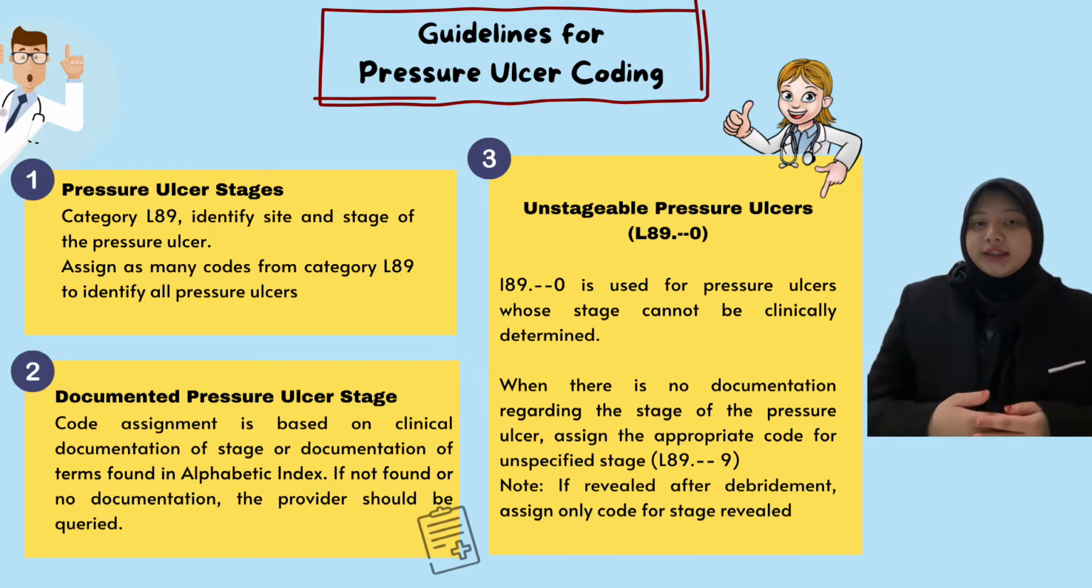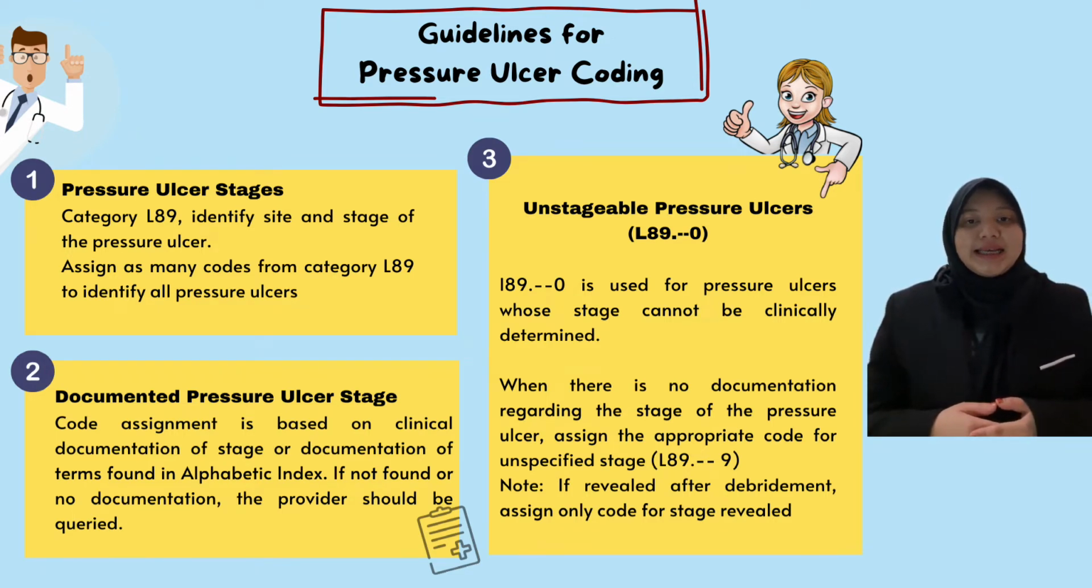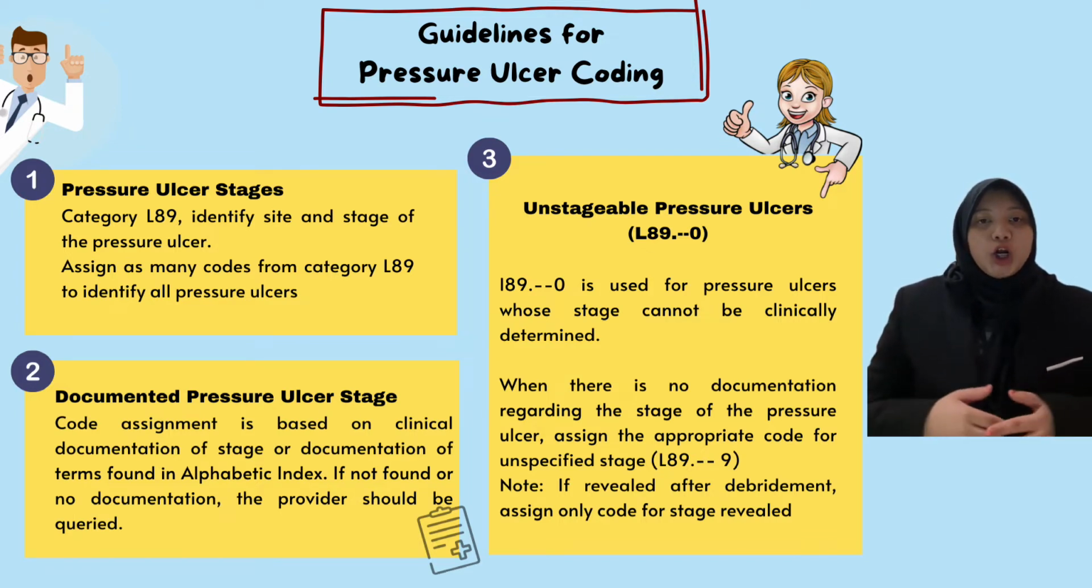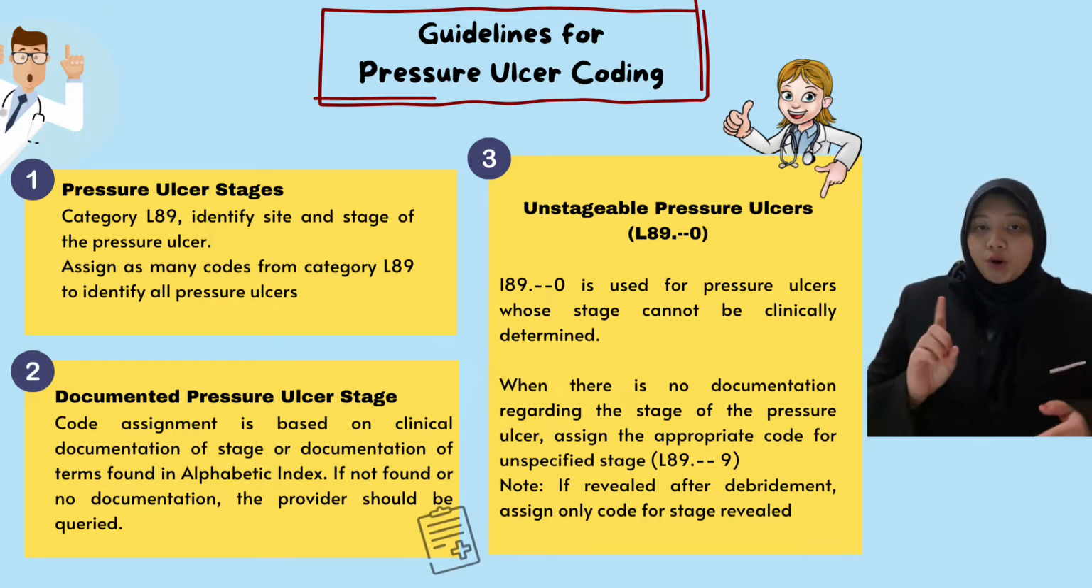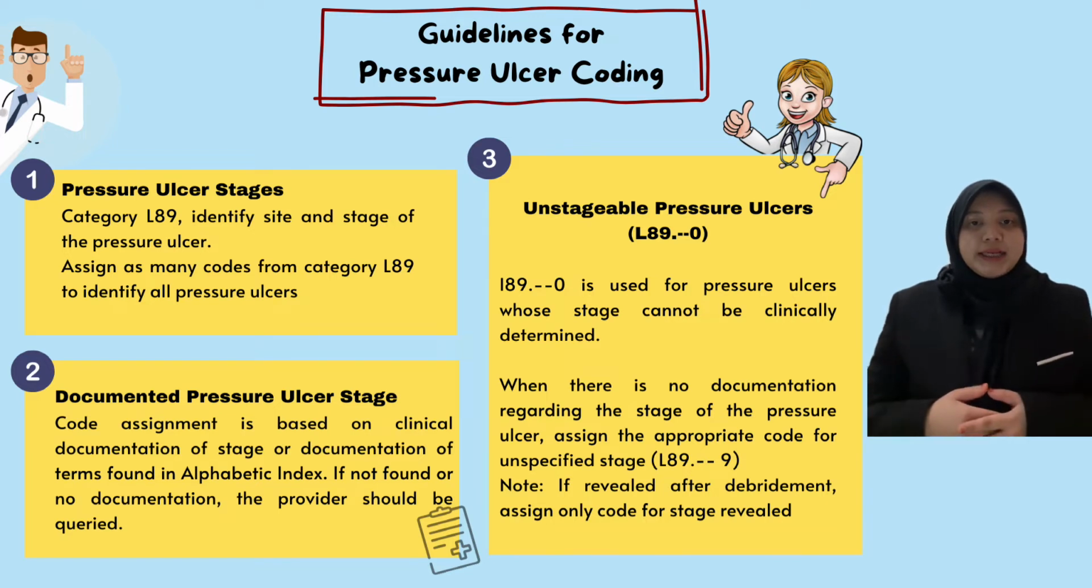Third, a documented pressure ulcer stage. Assignment of the pressure ulcer stage code should be guided by clinical documentation of the stage or documentation of the terms found in the alphabetic index. For clinical terms describing the stage that are not found in the alphabetic index, and there is no documentation of the stage, the provider should be queried.